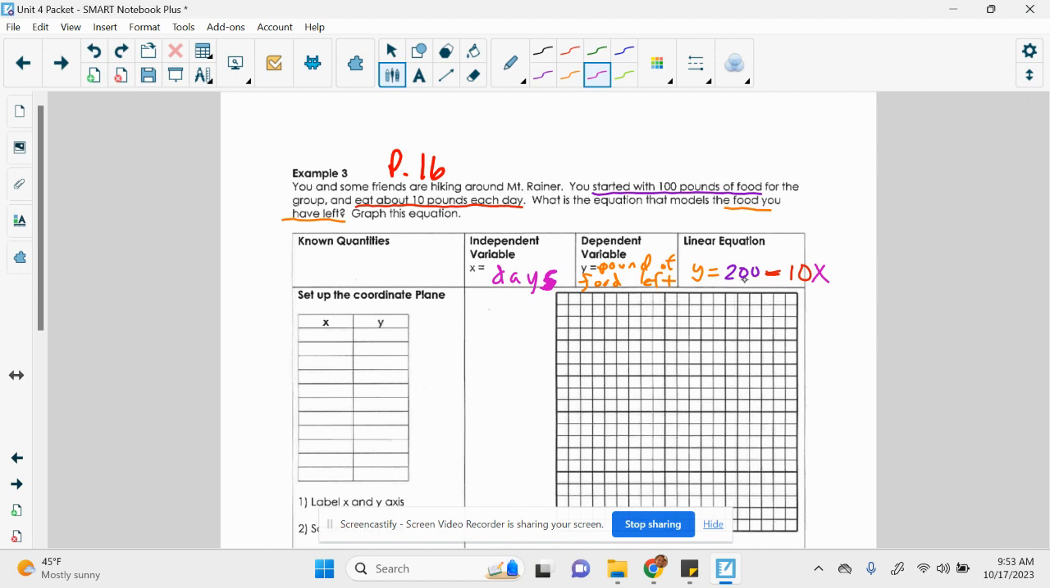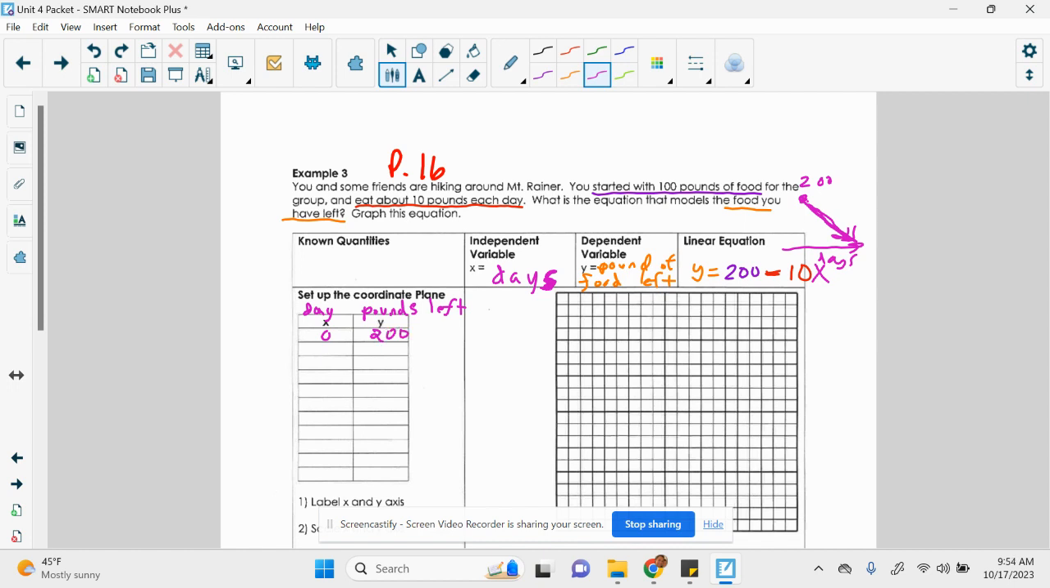This graph is actually going downward. It's going to go downward because I want you to think about this. You're going to start with 200 pounds. And the longer your days go, your amount is going to actually decrease. So for this problem, we're going to start with day 0, and then we have pounds of food, pounds left. Now, here's the deal. On day 0, you're going to start with 200 pounds.